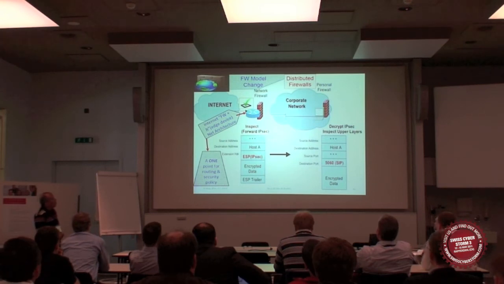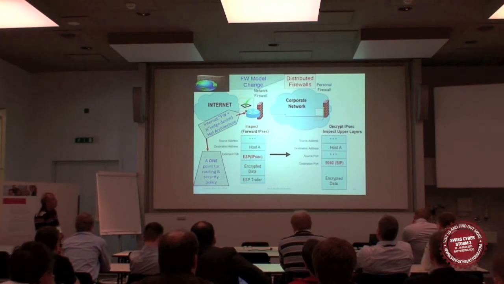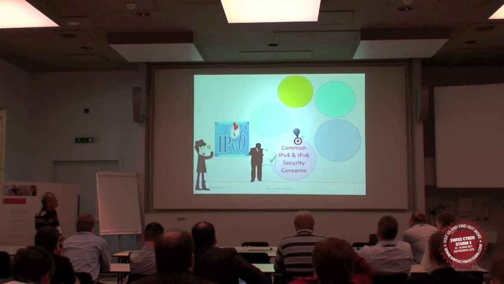And the firewall model changes. You know the firewall, the internet here is your enterprise firewall. So, internet firewall, cross router, edge devices, this unit architecture is one point for routing and security policy. You have to consider this, and all the traffic should be IPsec secure.